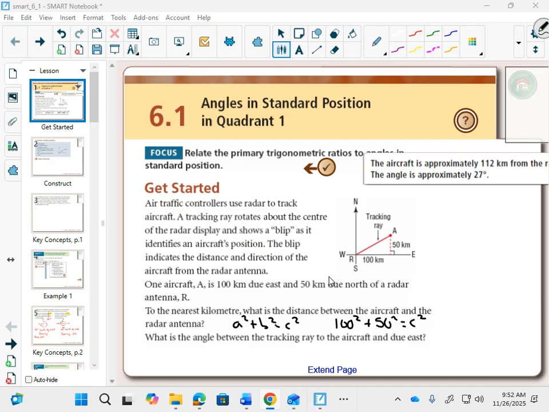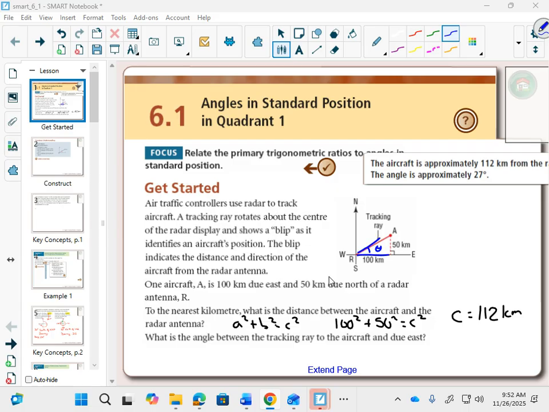Did you get 112 for c when you did a squared plus b squared equals c squared? Excellent. Now to find the angle between the tracking ray and due east. So here's the tracking ray, here's due east. That is the angle that they're asking for, theta.